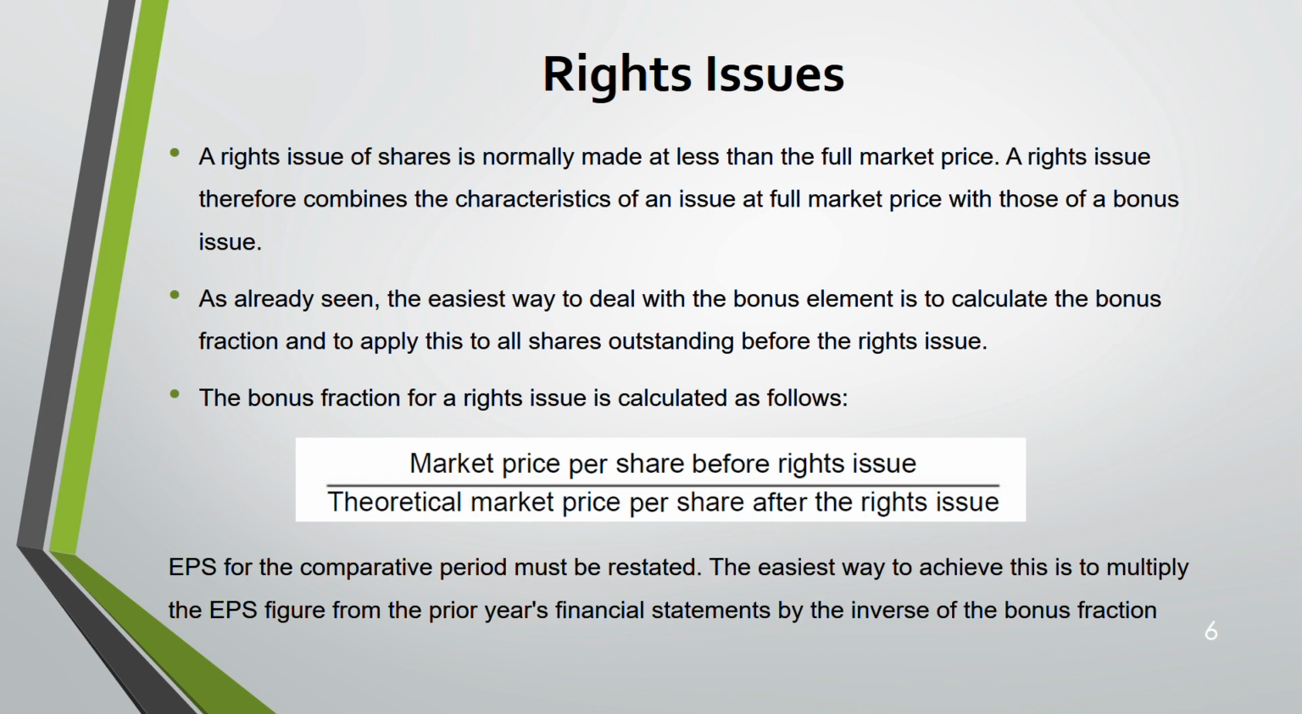EPS, the same way we have done for the bonus issue. For comparative, that means for the previous year EPS also we have to restate. How? Multiply it with the inverse of the bonus fraction. Now let us do a question on right issue before we go to diluted EPS.